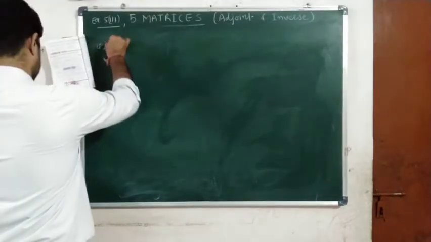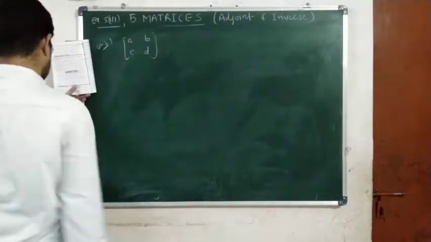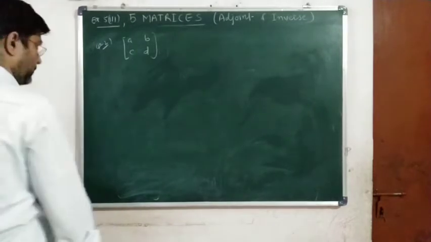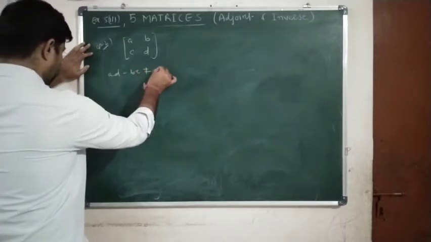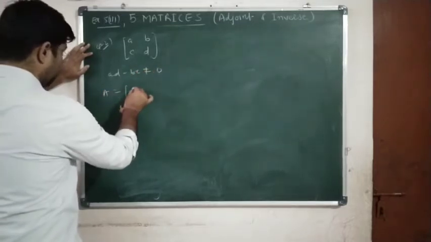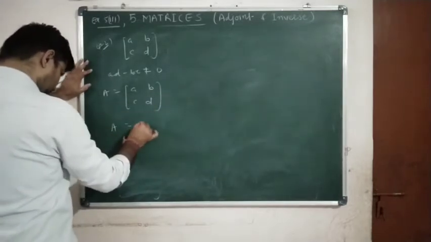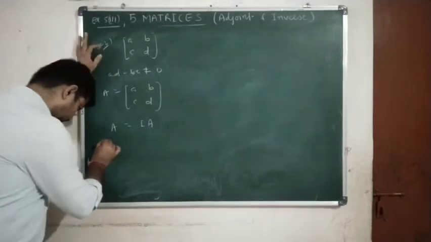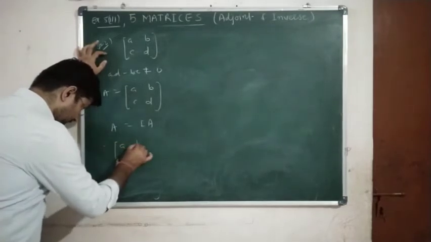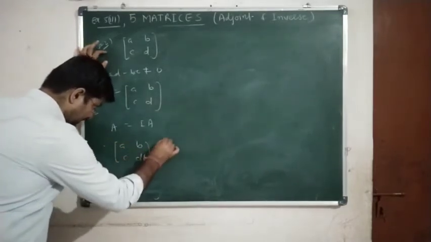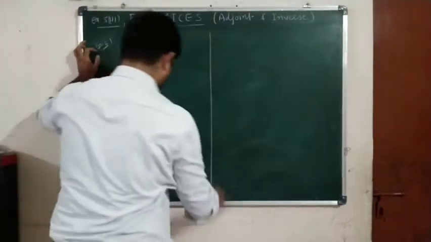Question number 2. We are given [A, B; C, D]. Okay, AD minus BC, the determinant, is not equal to 0. It means it is invertible. AD minus BC not equal to 0. Okay. A is equal to IA. Therefore, [A, B; C, D] = [1, 0; 0, 1] into A.